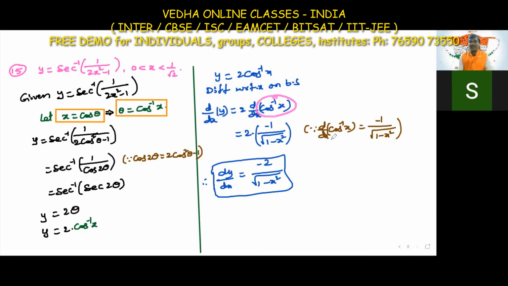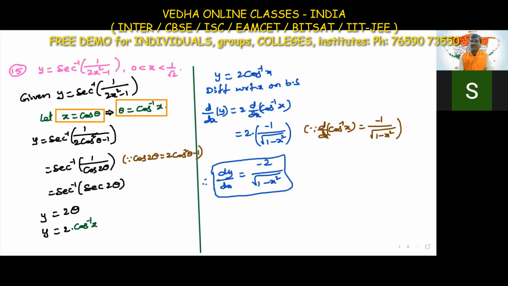What is the derivative of cos inverse x? D by dx of cos inverse x is equal to minus 1 by root 1 minus x square. So we substituted that. In place of d by dx of cos inverse x, I wrote minus 1 by root 1 minus x square. So 2 into minus 1 is minus 2. Minus 2 divided by root of 1 minus x square is the final answer. Understood?